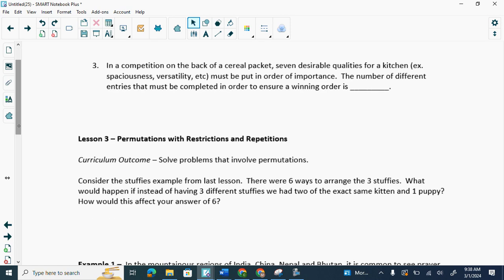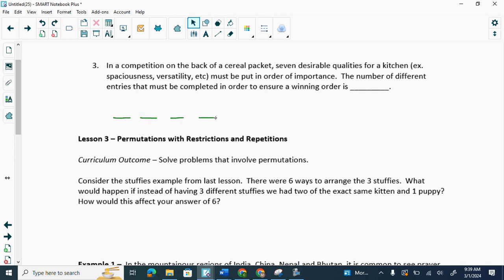All right. In a competition on the back of a cereal packet, 7 desirable qualities for a kitchen, for example spaciousness, versatility, etc., must be put in order of importance. What is the number of different entries that must be completed in order to ensure a winning order? So they're putting how many qualities? 7. And they're lining up all 7, or just 3, 4, or 5 of them? Does it specify a shorter amount? No, so they're doing all 7, right?